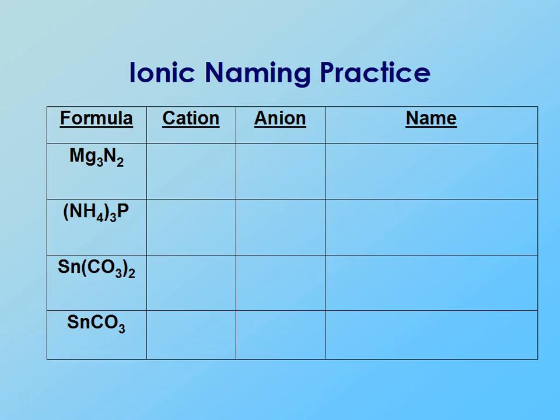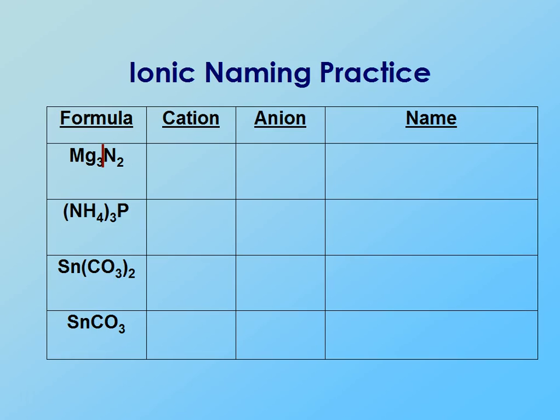So here we have Mg3N2, (NH4)3P, Sn(CO3)2, and SnCO3. I always split these between the cation and the anion. The cation will be a metal or ammonium. That way I've got that taken care of. And then I split the two ions apart.